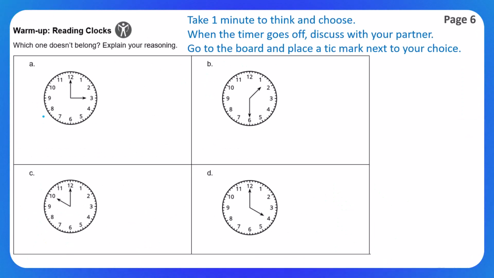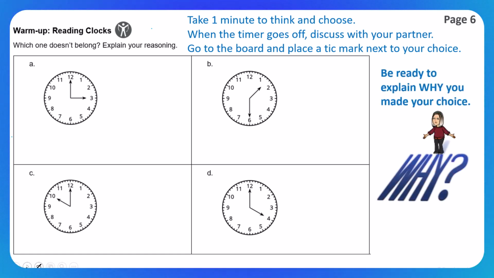All right, now let's look at the warm-up on page 6. Take 1 minute to think and make a choice on your own. When the timer goes off after a minute, I want you to discuss with your partner for another minute and choose one between each of you, okay? Go up to the board and make 1 tick mark next to your choice. Also, we want to be ready to explain why, if you're called on, why you chose that.